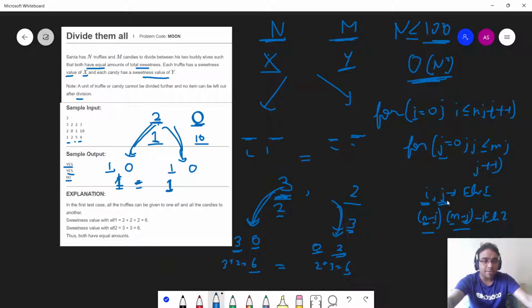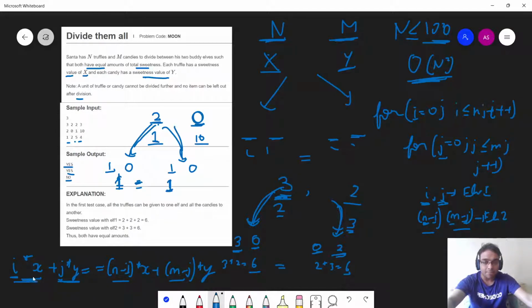So what we can do is then we can check for the sweetness value. For the sweetness value, we can easily check whether my I into x plus my j into y, at any point, is equal to n minus I into x plus m minus j into y, right? So basically we're fixing I and j. Whatever candies are left, we give to the L2, and now we're trying to generate the sweetness value. So one candy has sweetness value x, so I candies will have sweetness value I into x. Similarly, my j into y is the sweetness value of these candies.